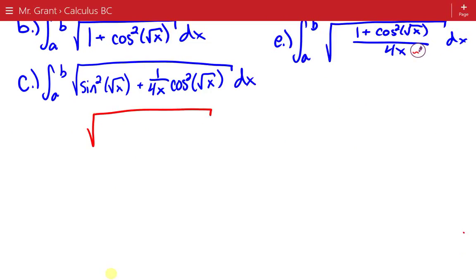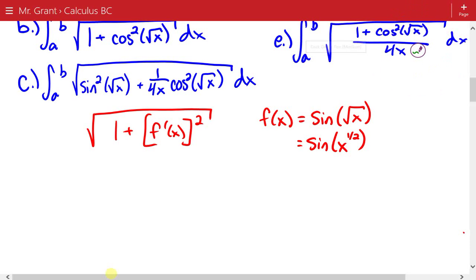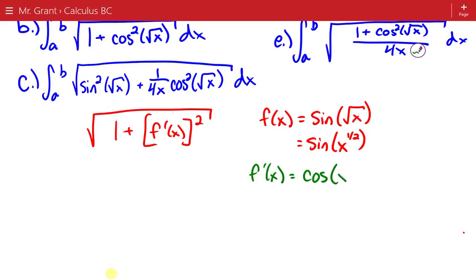Ultimately, we know we'll need to set up 1 plus the derivative of the function squared. So let's start with that. We'll just start with f of x, which they gave us as sine of the square root of x. And since we know we're taking the derivative, it's probably easier to look at it as sine of x to the 1/2. So we can take the derivative. We know we do the derivative of the outside first, cosine of x to the 1/2, times the derivative of the inside, chain rule never goes away, 1/2 x to the negative 1/2.